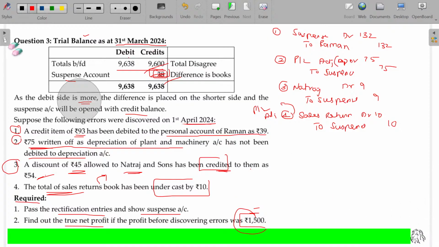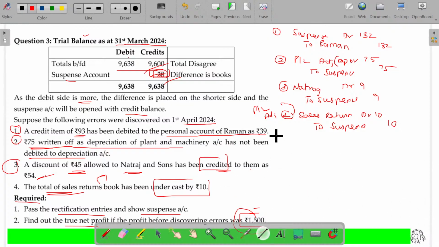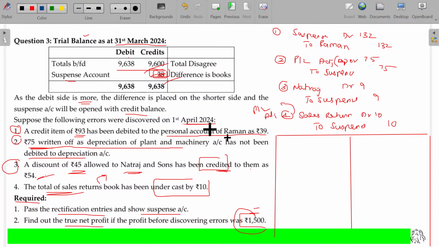So we have rectified all the journal entries, all the errors. Now you have to prepare the suspense account and P&L adjustment account. See here, the suspense account. We came to know we have an unbalanced value in the trial balance. We kept the difference in the suspense account, on the credit side. Now we know the suspense account has a 38 rupees balance on the credit side.